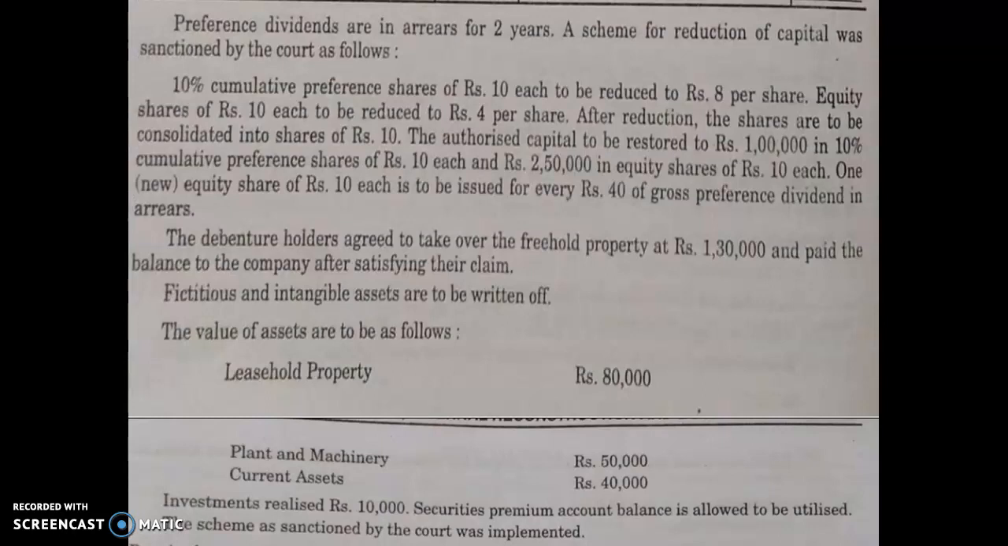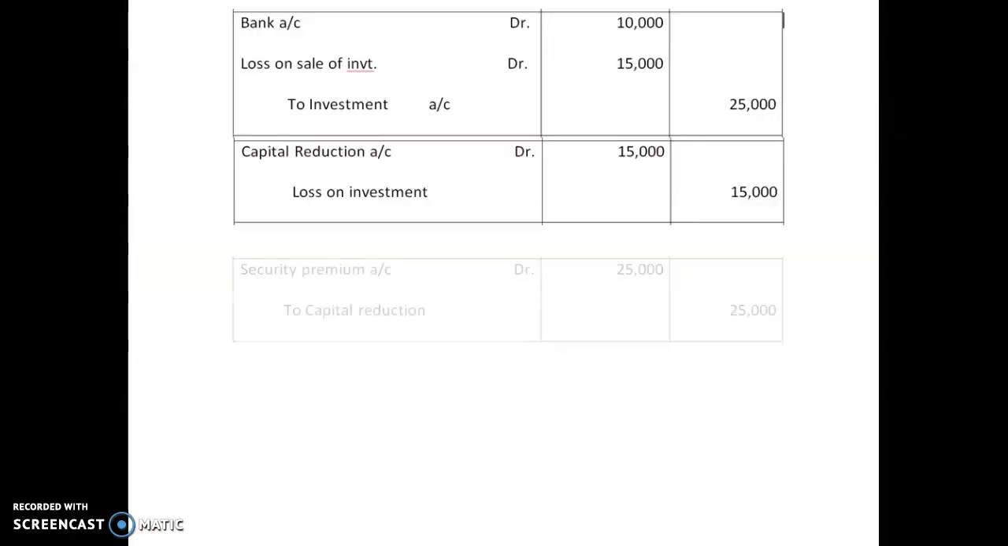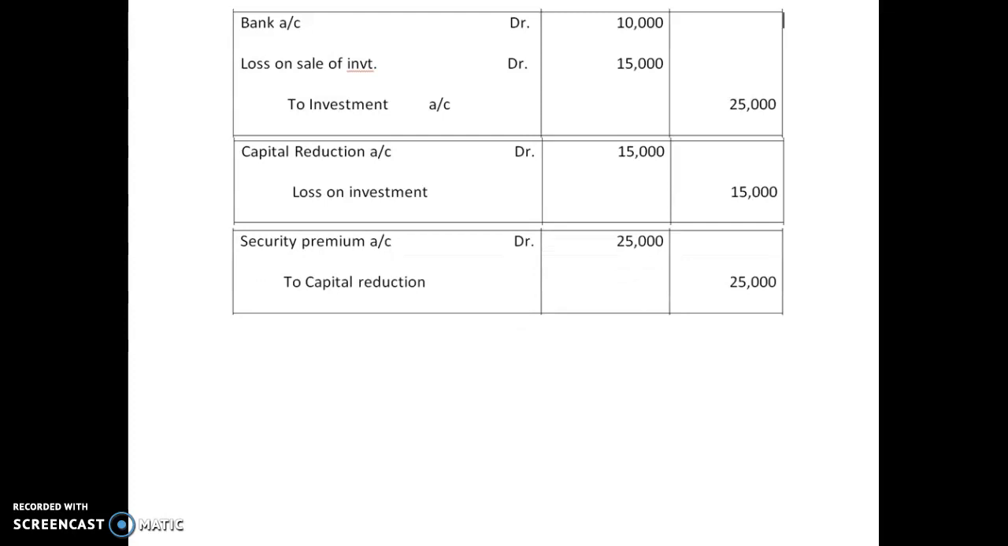Then it is securities premium. The company decided to utilize securities premium for internal reconstruction purpose. So its entry will be like this: securities premium account debit to capital reduction 25,000.